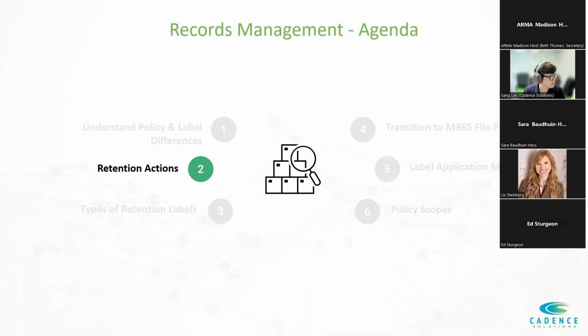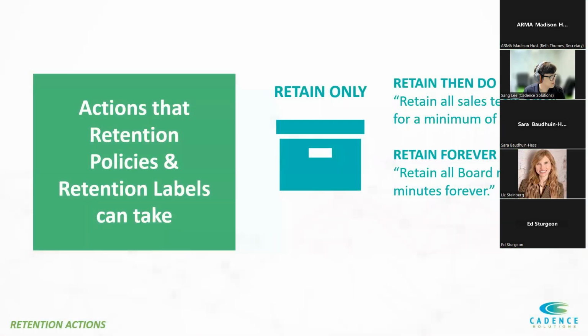Now, that was understanding policy and label differences. Now, I'm going to go over retention actions. So with retention action, this is what happens when the label is applied and also when the retention period is over. Now, there are multiple different types of retention actions. And the first thing is for the retention actions, we can say it so that it retains for a certain amount of time, then it does nothing.